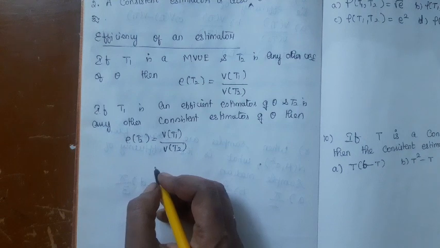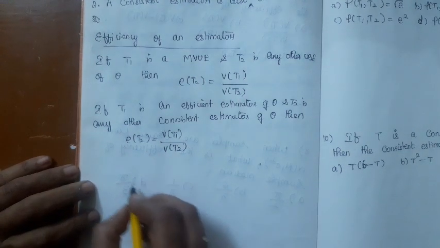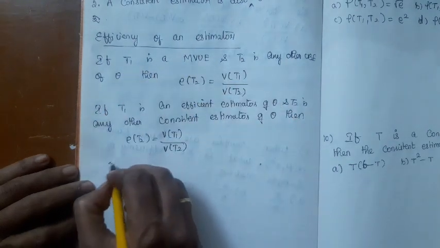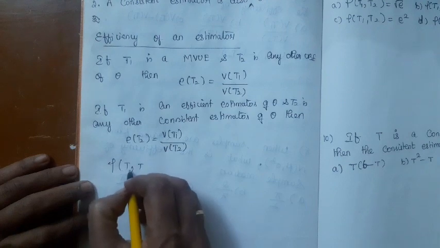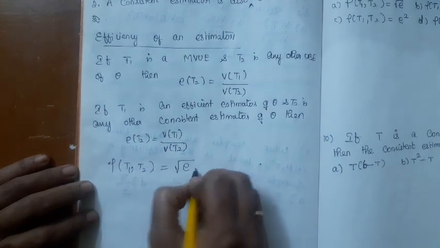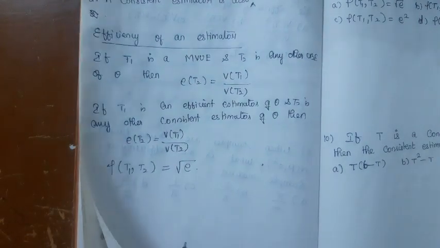And some other points which we should remember is if rho is the correlation coefficient between T1 and T2, then this correlation coefficient is equal to square root of E. With these ideas, let us solve some of the problems today.